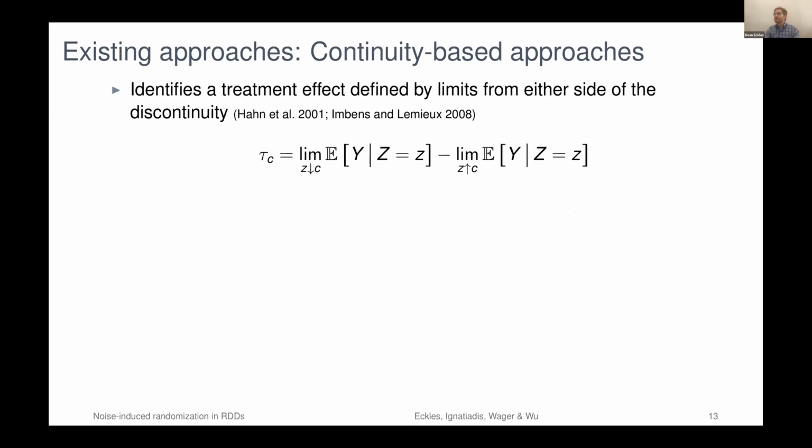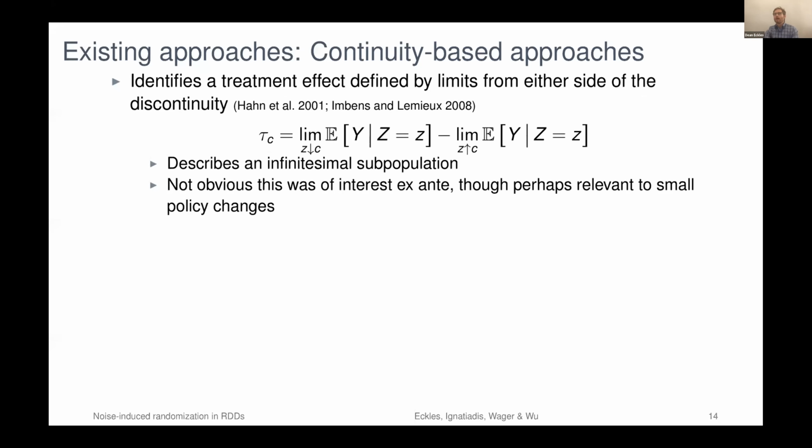So a couple of things about this estimand. One is that it describes an infinitesimal population, right? So this is an average treatment effect for no one. It's not obvious that this was of interest ex ante, though perhaps it is quite relevant to small policy changes, right? This does tell me if I were to slightly change this threshold, what are the effects? So that's just a comment about the estimand.